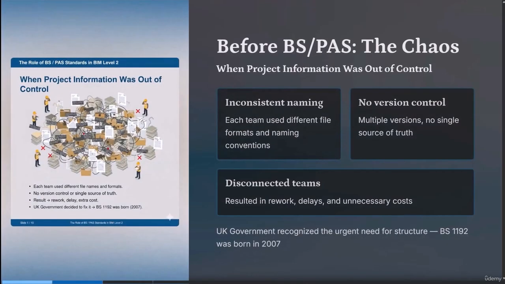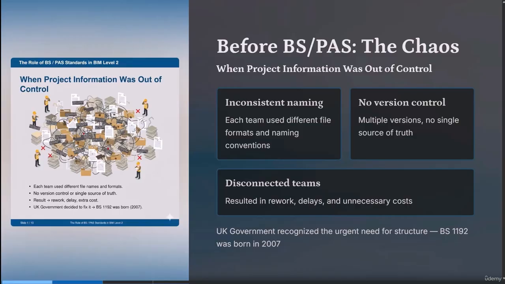Also, we covered the problems and the challenges before these standards. As you can see, rework, delay, extra cost, miscommunication, and so on. And also each team used different file names and formats. So the UK government decided to fix this. That resulted in introducing BS 1192 in 2007. That was a common language used for controlling the projects. So after establishing this standard, it brought order to the chaos and organized the existing information in the projects.